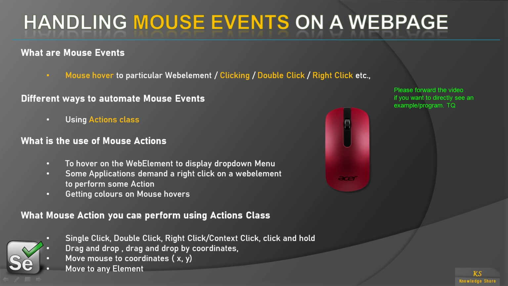And what mouse actions can you perform using the Actions class? There are a large number of methods which we will see in examples in detail. You can see single click, double click, right click, context click, click and hold, drag and drop by coordinates, and you can move your mouse to particular coordinates and move to any element. All these actions can be performed using mouse events.